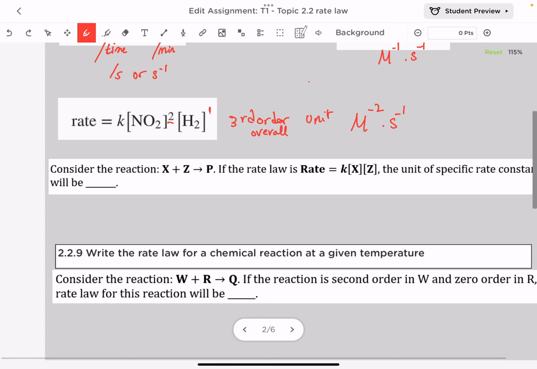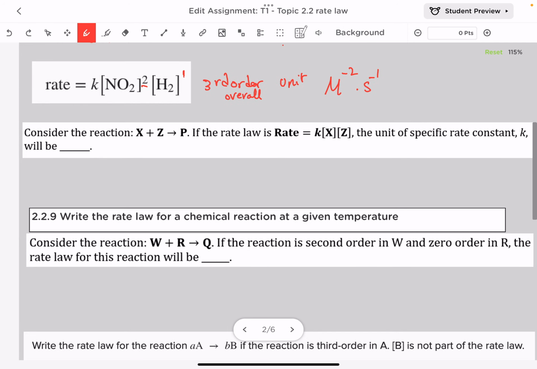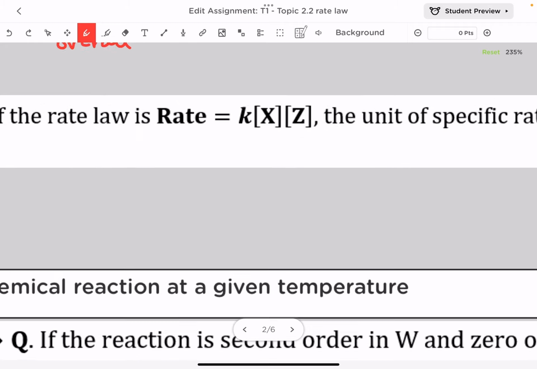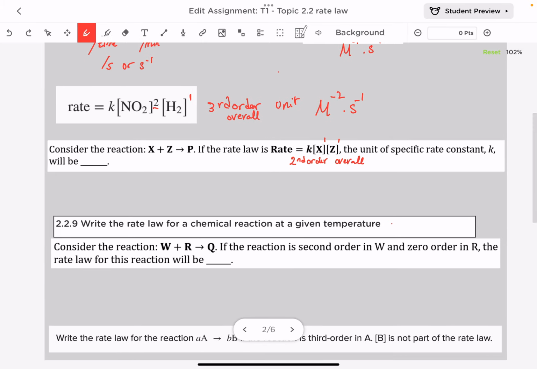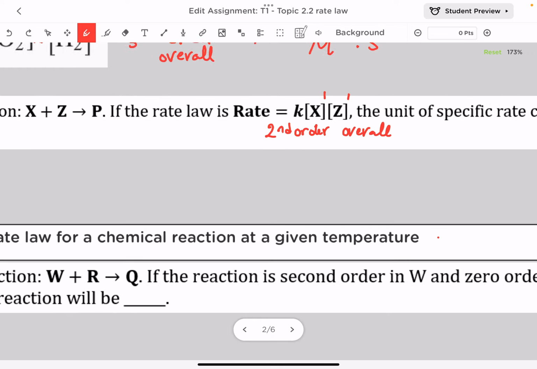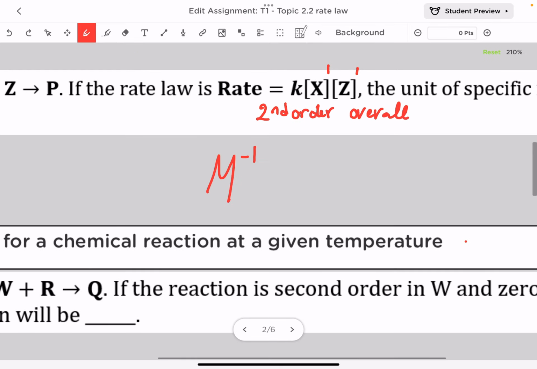Now let's take some other examples, questions to solve. Consider the following reaction: X plus Z gives P. The rate law is given here and it says K multiplied by X and Z, meaning it's a first order in X and a first order in Z and a second order overall. So the unit of K is going to be M minus 1 and time minus 1.